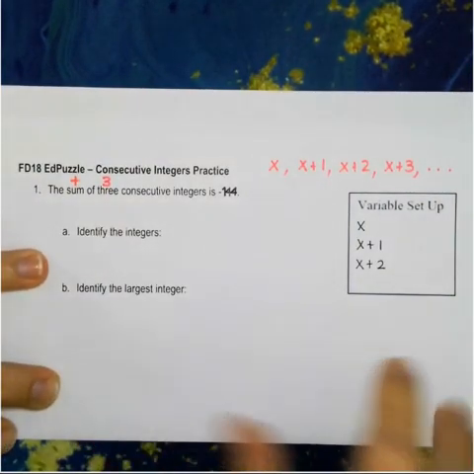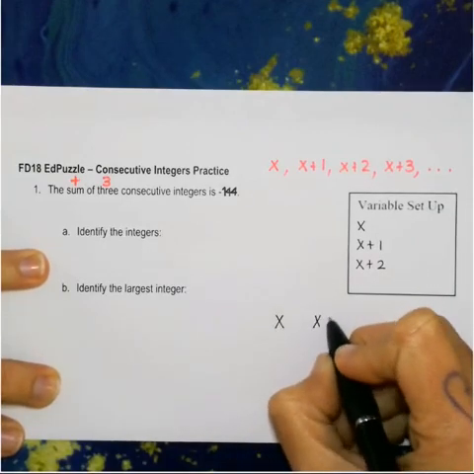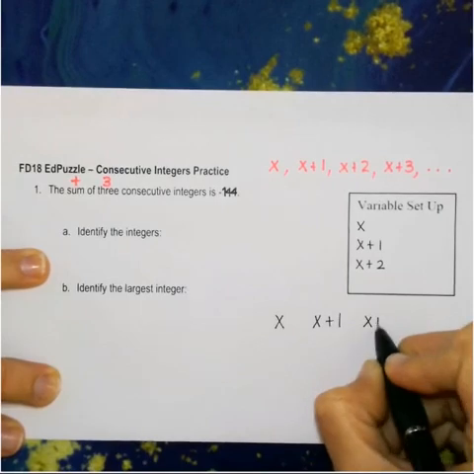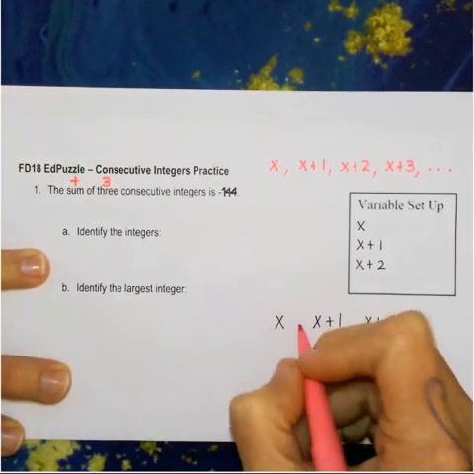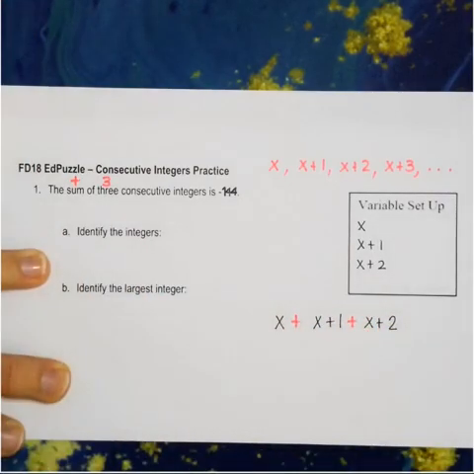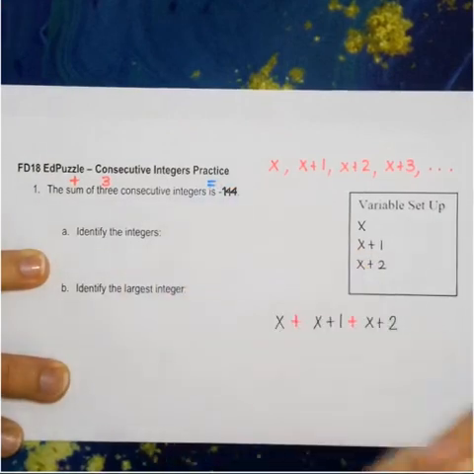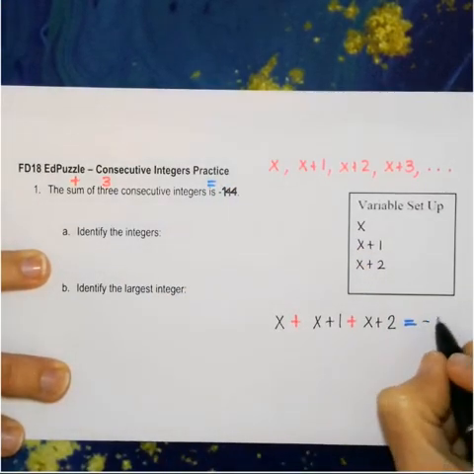Now we're going to set this up to solve for the actual integers. So x, x plus 1, and x plus 2 are the 3 we're using. It did say sum, so we're going to add the 3 together. And don't forget the word is means equals, so we're going to put an equal mark, and it says a negative 144.